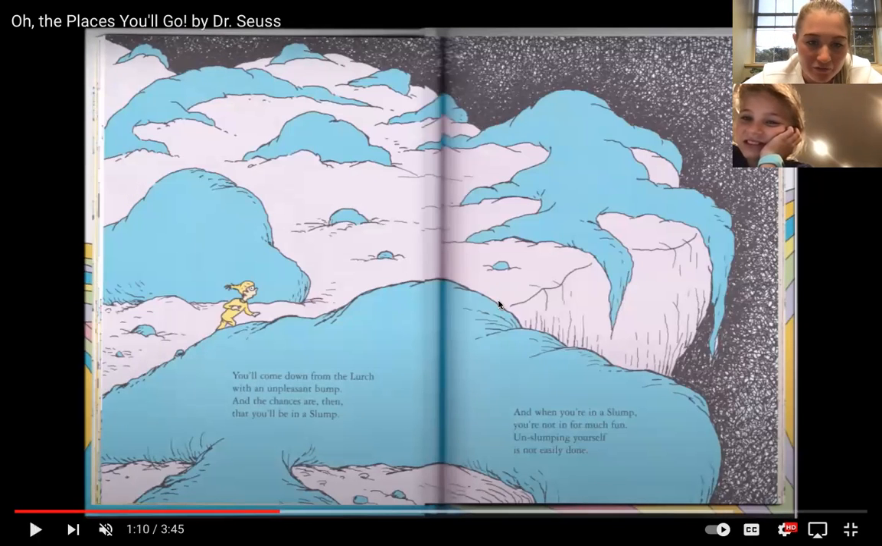You'll come down from the Lurch with an unpleasant bump, and the chances are then you'll be in a Slump. And when you're in a Slump, you're not in for much fun. Un-slumping yourself is not easily done.